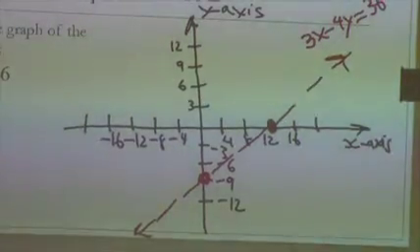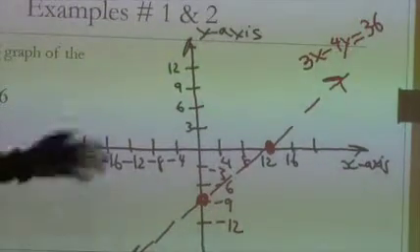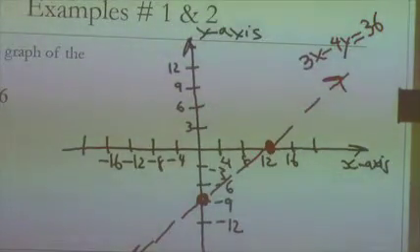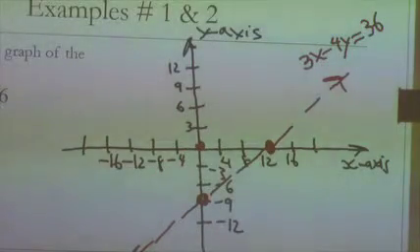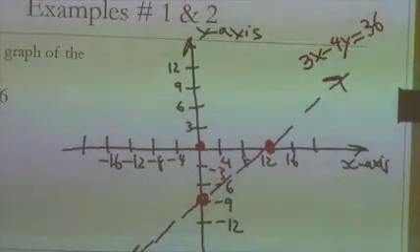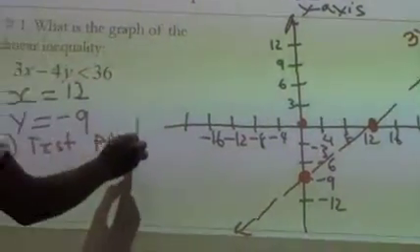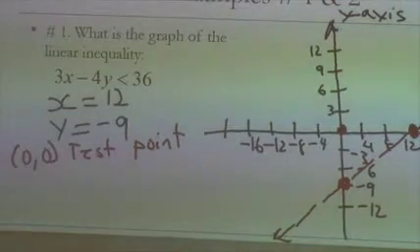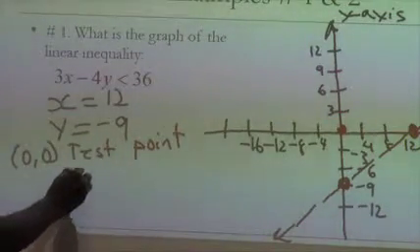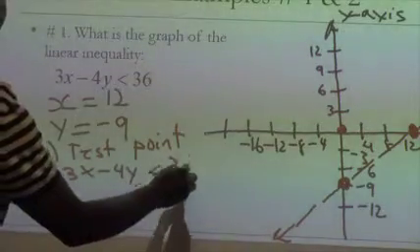That's the line representing it. So now we must take a test point. Our boundary line did not go through 0, 0, which is right here, so I'm going to use 0, 0 as a test point. I'm going to substitute 0, 0 into our inequality to see if it satisfies it. So let's write our inequality again: 3x minus 4y less than 36.